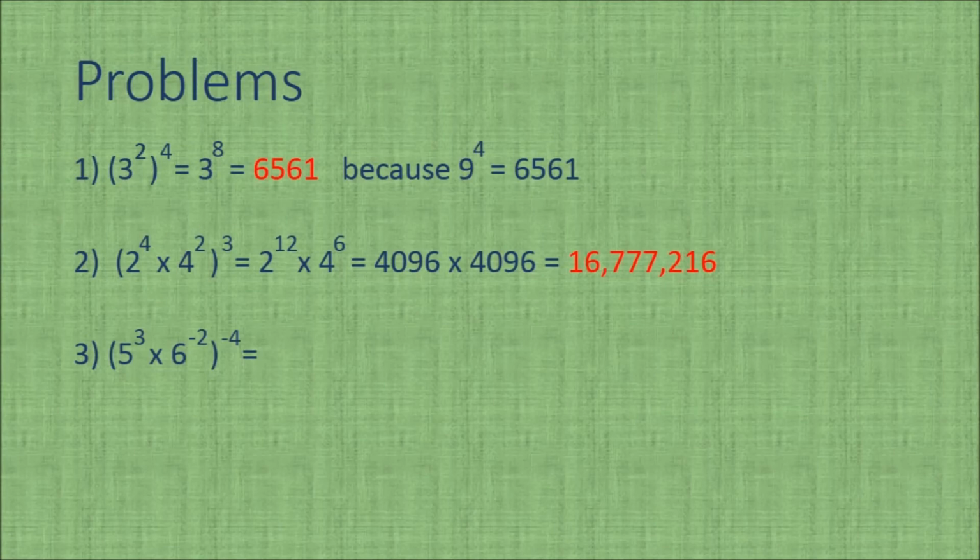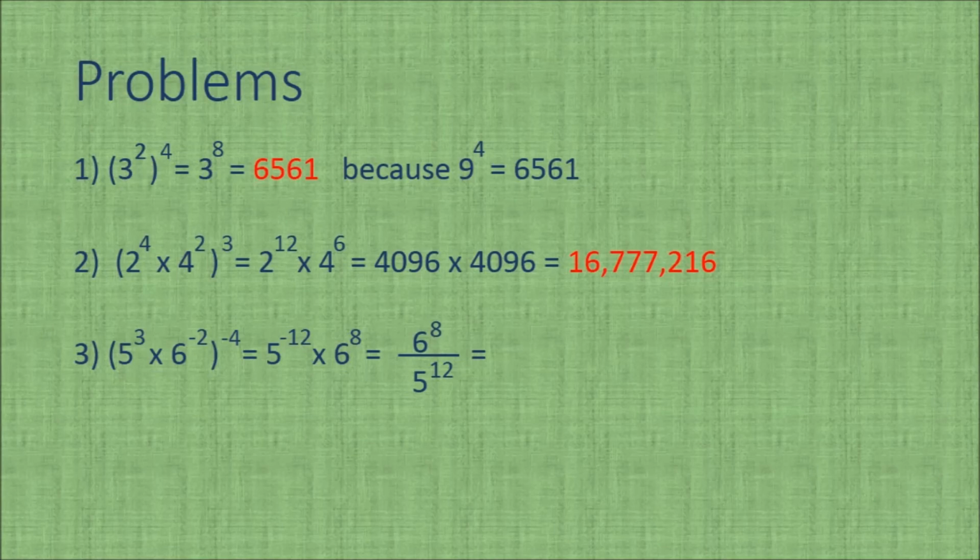And on to our third problem. Here we have 5 to the 3rd times 6 to the negative 2. All that is to the negative 4th. So again, you multiply each individually because the bases are different. So 3 times negative 4 is negative 12, and negative 2 times negative 4 is 8. And then if you know your negative exponent rules, which I have a video on as well, you know that you can't have a negative exponent in the numerator, so you'll get 6 to the 8th over 5 to the 12th.